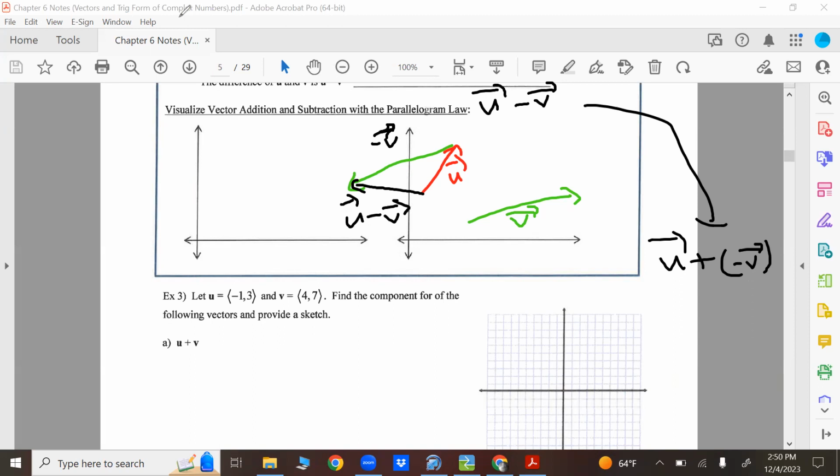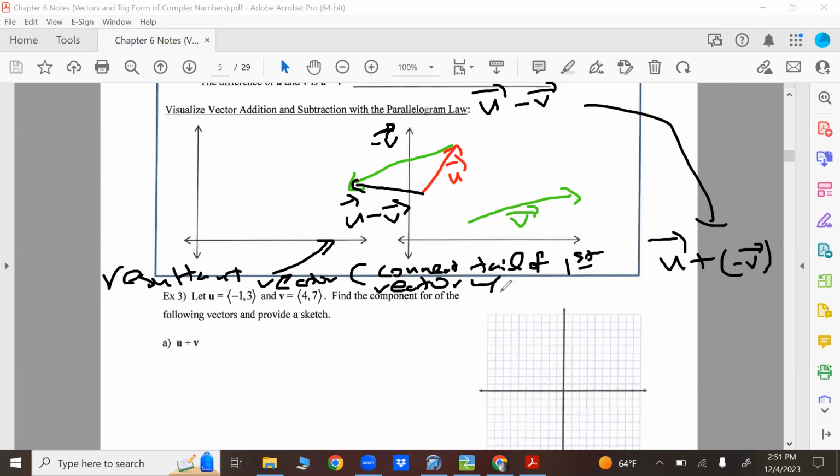So we call this the resultant vector. That's another word that's used sometimes. I don't know if that's in the notes, but it's what results. It's called the resultant vector. And the way you draw that is you connect the tail of the first vector with the head of the second vector. So that's a resultant vector. Question, Brian, go ahead.